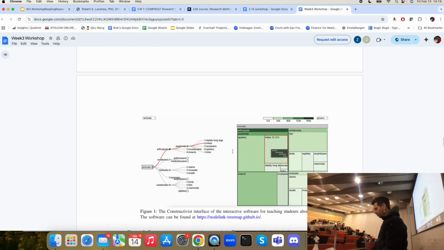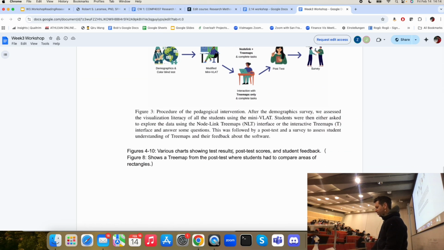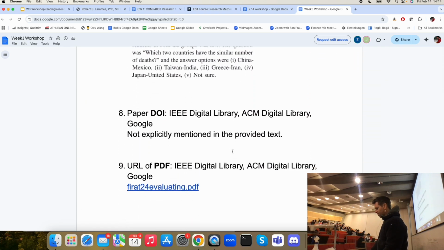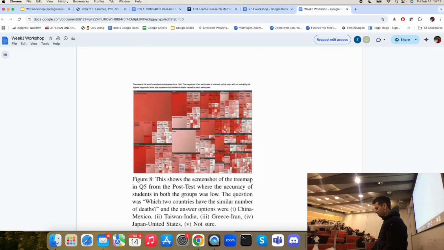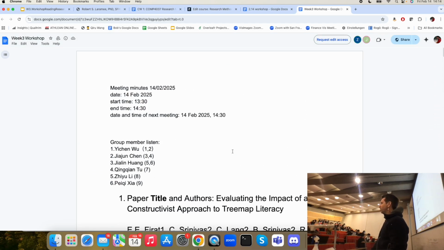Yep, that's a nice representative image. You only need one representative image, but it's okay to have more than one. Okay, so this is a good attempt here. Just needs a little bit of correction. I hope some groups chose some other papers besides the constructivist approach to tree map literacy.